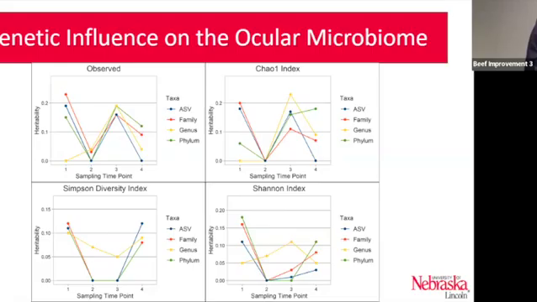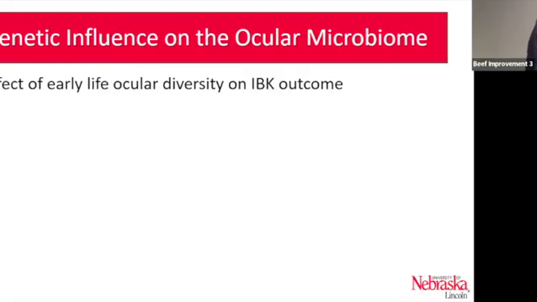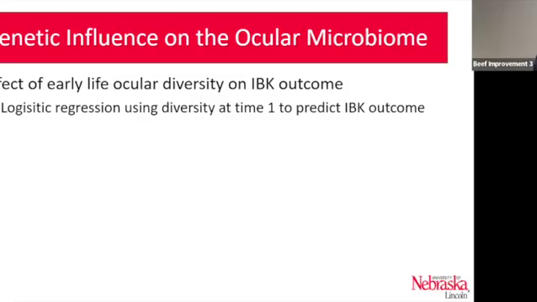Okay, why do we care about the diversity? Well, what we decided to do is look at the effect of early life ocular diversity on IBK outcome. This is a logistic regression using alpha diversity metrics from time point 1 to predict whether or not these animals got pink eye at any point in the future. This is a subset of that 600 animals, so it's about 400-ish animals for this regression.